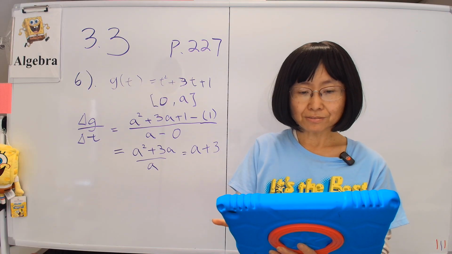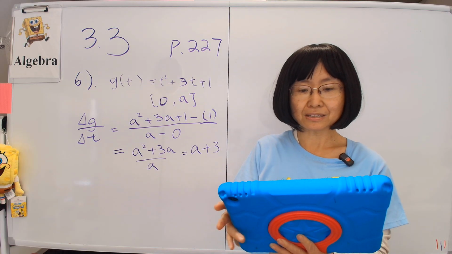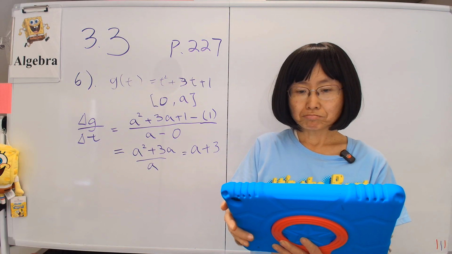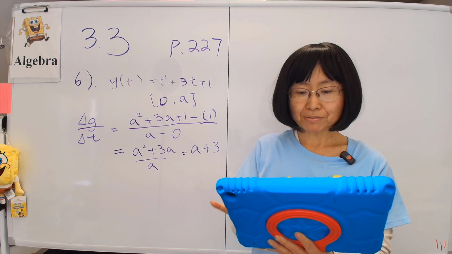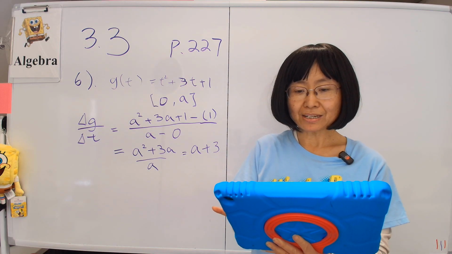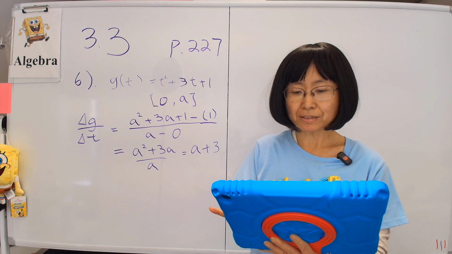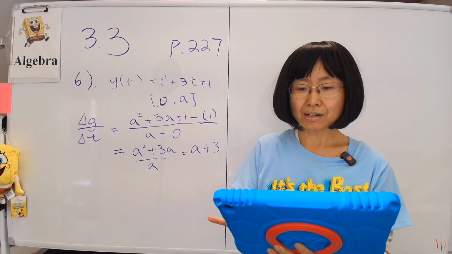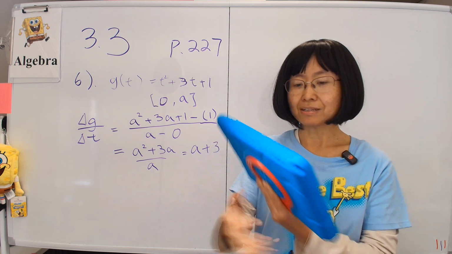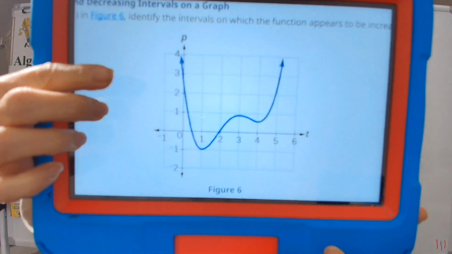So having said that, let's consider example 7. It says, identify intervals on which the function appears to be increasing. All right, well, that should be easy enough. Let's stare at this thing for a bit.